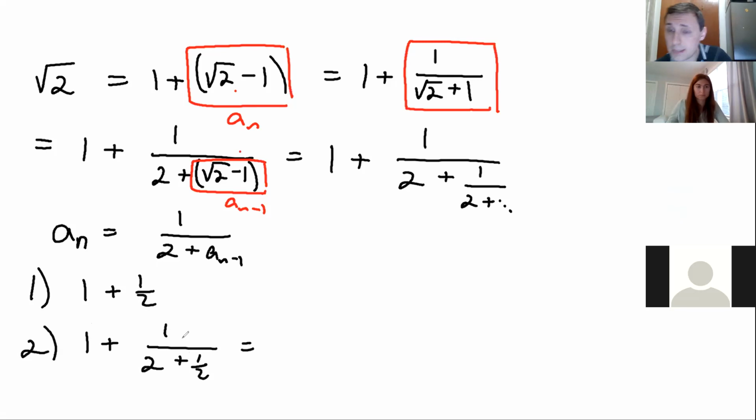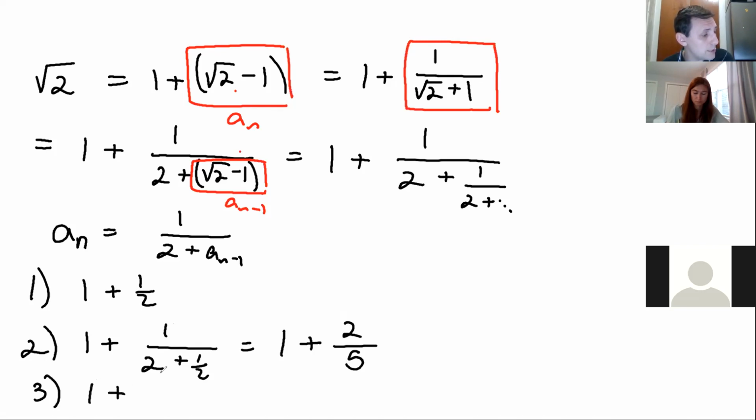This is just a good practice, guys, for you to do if you want to review algebra. I just multiply denominator and numerator by 2, and that becomes 1 plus what? 1 plus 2 divided by 4 plus 1, so it's 2 divided by 5. You all see how I simplified this fraction into 2 over 5? I multiply denominator by 2 and numerator by 2. So it's 2 over 4 plus 1, or 2 over 5. That's the second approximation.